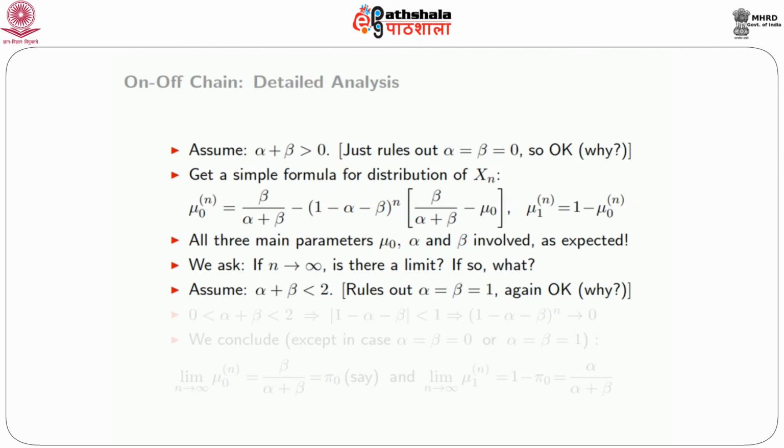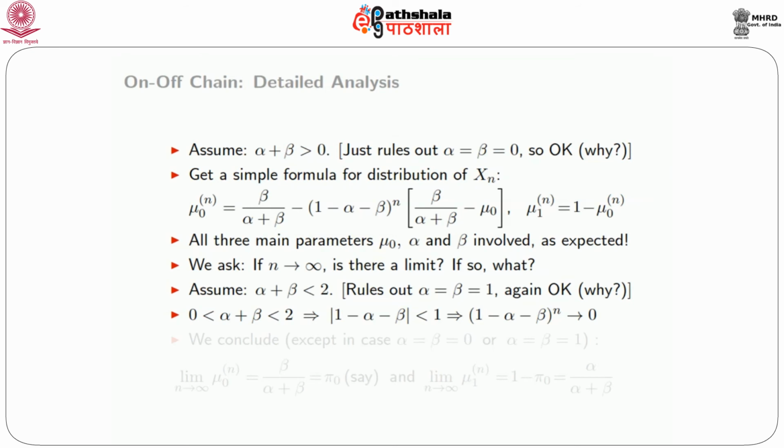And convince yourself that therefore ruling out that contingency is not such a restrictive assumption. So once you have these two conditions, namely alpha plus beta is positive and alpha plus beta is less than 2, both inequalities strict would tell you that the modulus of 1 minus alpha minus beta is strictly less than 1, and that's all you need.